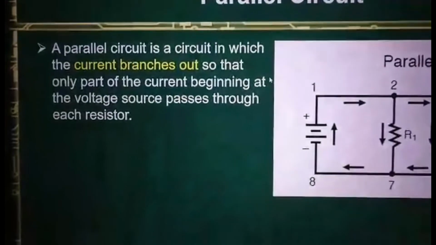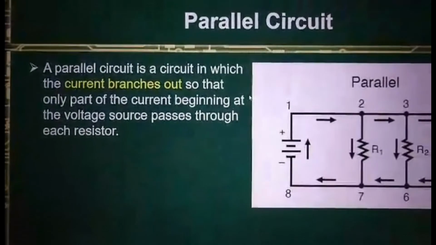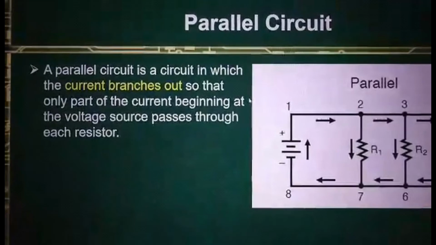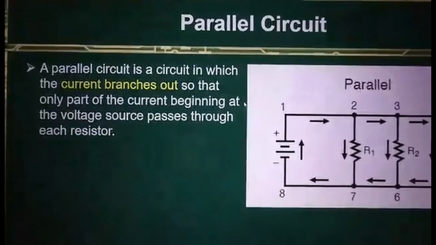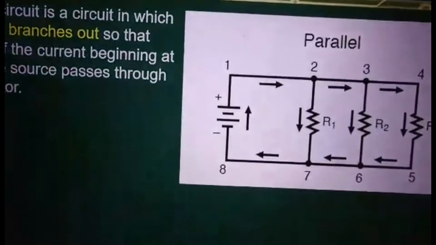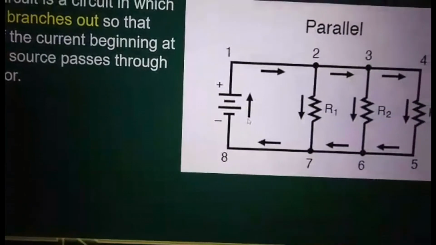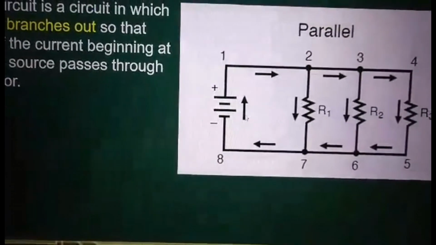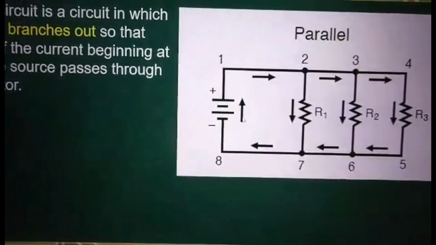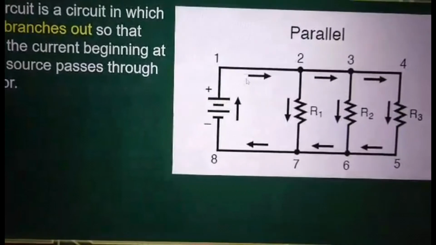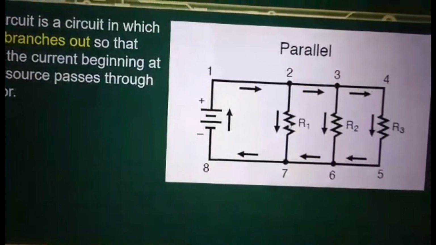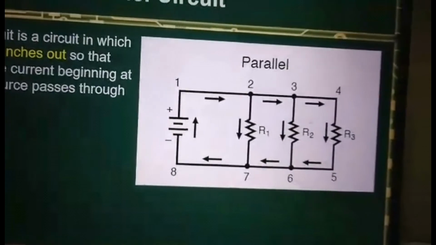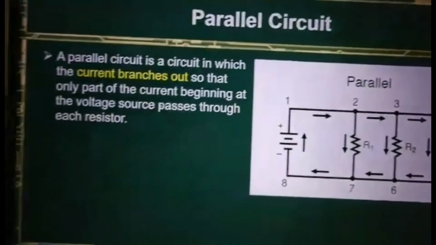So parallel circuit is a circuit in which the current branches out, so that only part of the current beginning at the voltage source passes through each resistor. So meaning, the initial current or the total current that passes from the current source or voltage source, only part of it will be flowing to each and every resistor in a parallel circuit.